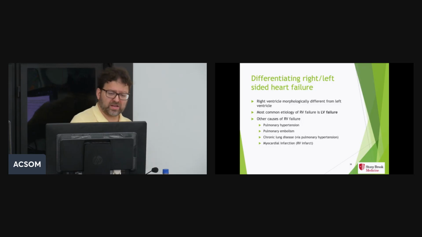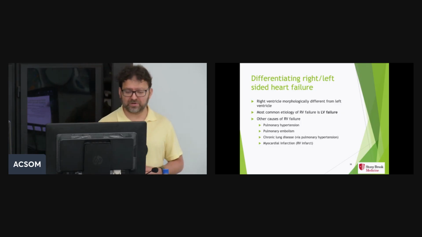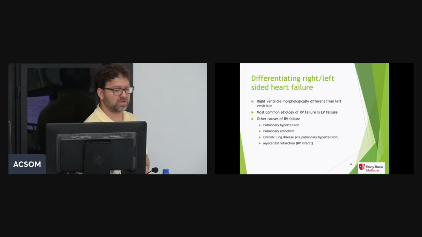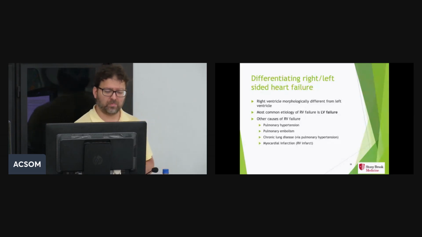So, differentiating right and left-sided heart failure. The right ventricle morphology is very different than the left ventricle. You guys already know the most common etiology of RV failure is LV failure. But obviously, other causes of RV failure exist: chronic pulmonary embolism, pulmonary hypertension, pulmonary fibrosis, chronic lung disease, and isolated RV infarction.